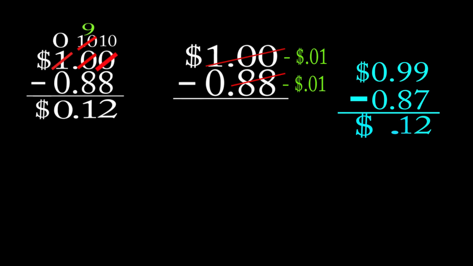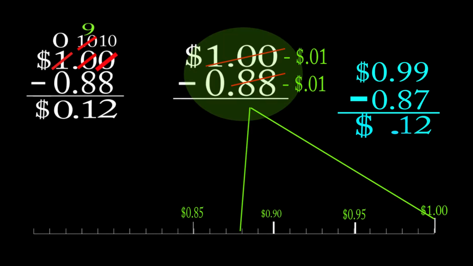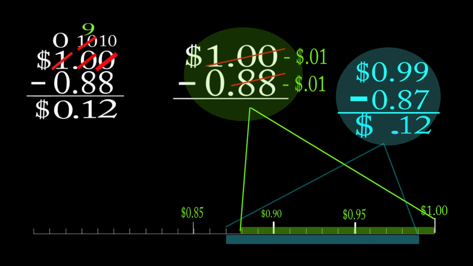Yeah, and let me show you why it works. So look at this number line, and we'll start with $1 minus 88 cents. You can see that the difference between $1 and 88 cents is 12 cents. Okay? Now let's look at 99 cents minus 87 cents. On this number line, it's easy to see that the difference between the two numbers is the same.